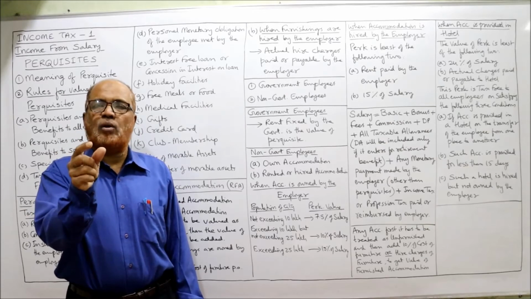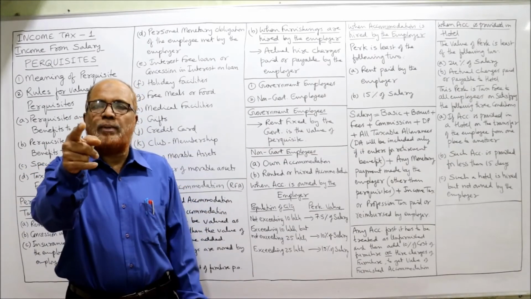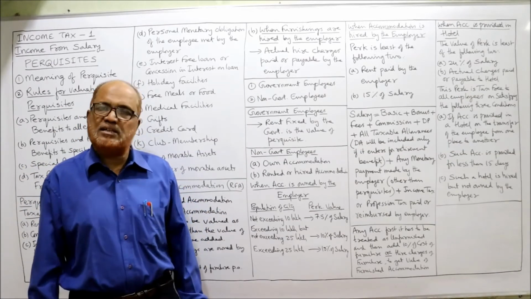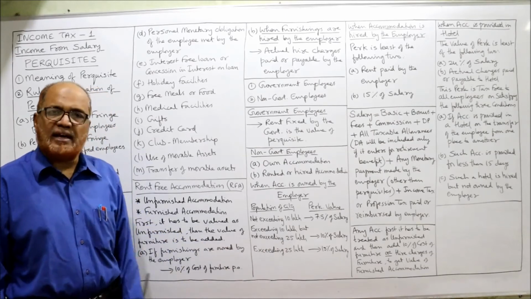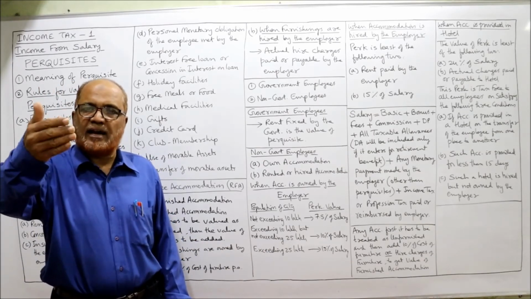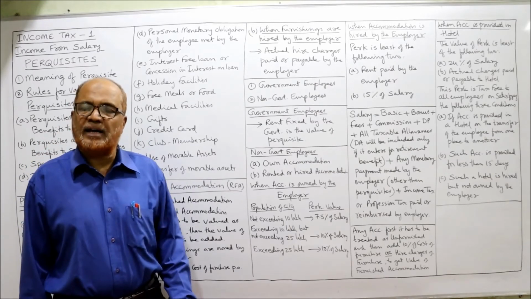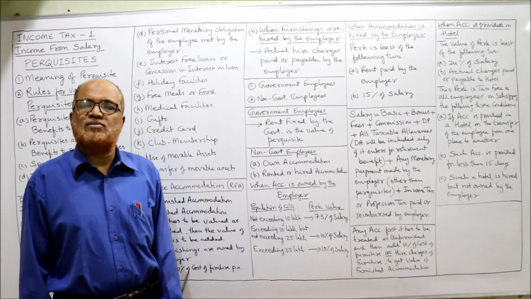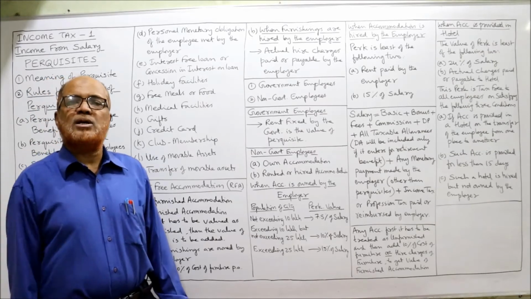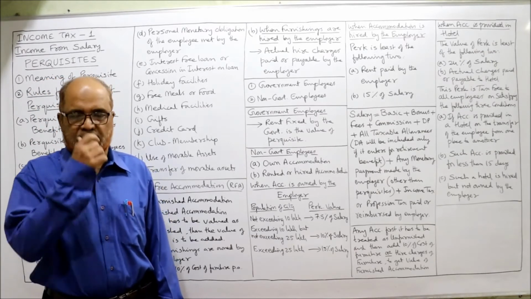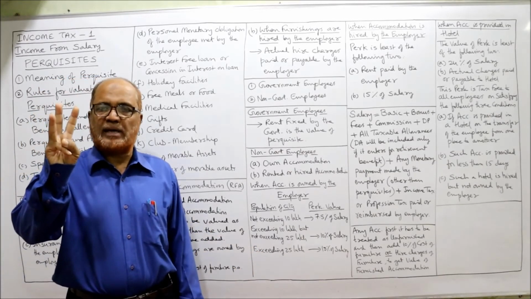7.5% of salary is the value of rent-free unfurnished accommodation if the accommodation is provided in a small town where the population is up to 10 lakh, not exceeding 10 lakh. If the population is exceeding 10 lakh but not exceeding 25 lakh, that means more than 10 lakh but up to 25 lakh, a medium-sized town, and the accommodation is provided in this category, 10% of salary is the value of the perquisite. If the accommodation is provided in a town where the population is more than 25 lakh, the value of the perquisite is 15% of salary. So 3 percentages you have to remember.